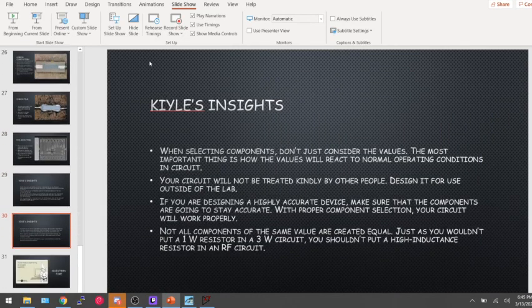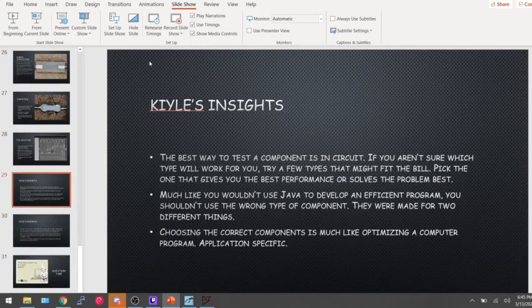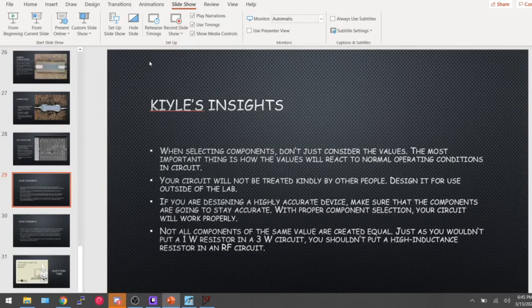And this is the last slide. When selecting components, you can't just consider the value. The most important thing is how the values will react to normal operating conditions in the circuit. Your circuit will not be treated kindly by other people. You design it for use outside of the lab. Meaning, don't just design it and make it work in front of you. You have to also think about what some guy down the road, after he gets your circuit, is going to actually do with it. Like I said, the carbon composition resistors are not so good at keeping moisture out. Therefore, they change value, and therefore they change how your circuit performs. So stuff like that.